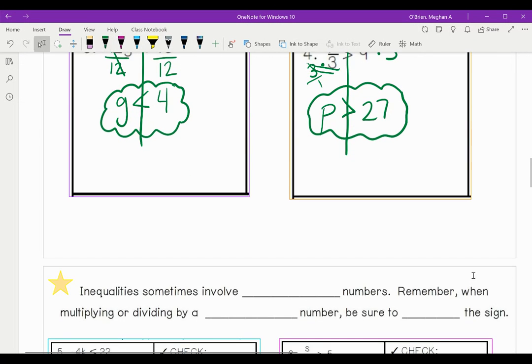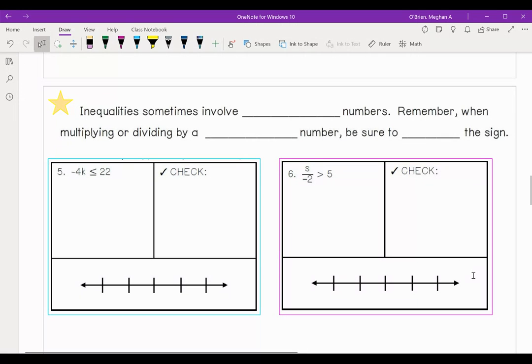Now, inequalities sometimes involve negative numbers. You knew it was coming, right? 7th graders are masters at negative numbers by the end of the year. Remember, when multiplying or dividing, so just multiplying and dividing, not adding and subtracting, when you multiply or divide by a negative, we have to just be sure to flip the sign around.